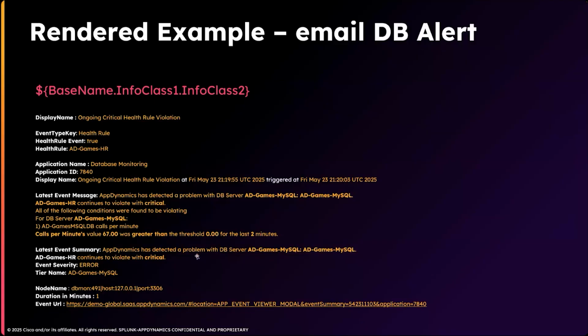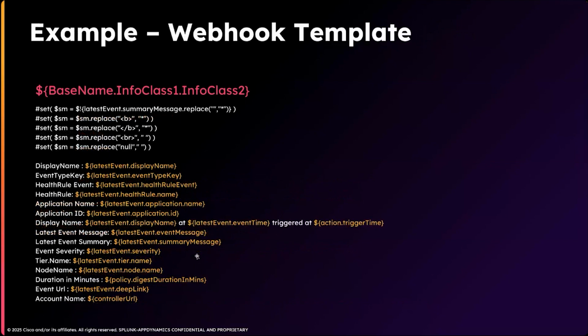You can see the rest of the rendering down there. The event severity is error. The tier name is AD games, MySQL, which is the database node. And at the very bottom there, that event URL, that's what you would click on to go back into AppDynamics to understand where the violation came from and what was probably causing it. So let's go into another example. This is an example of a webhook template. And again, just to review, base name.infoclass1.infoclass2.